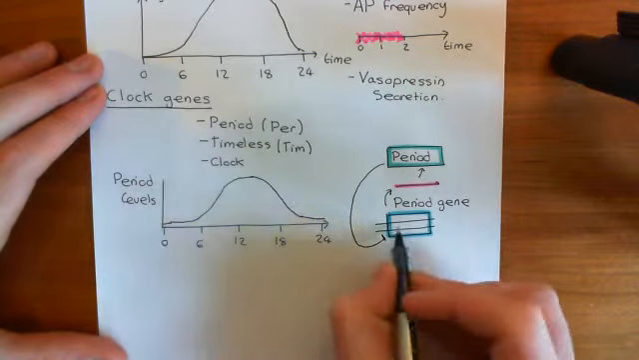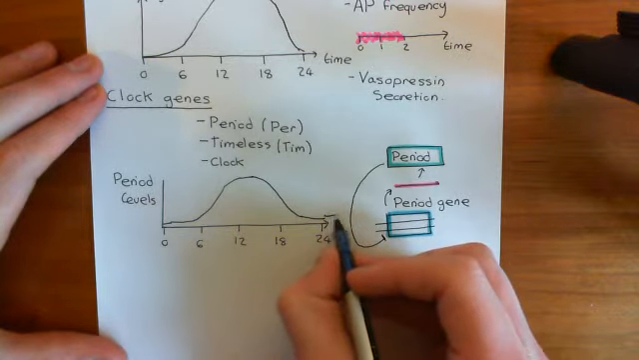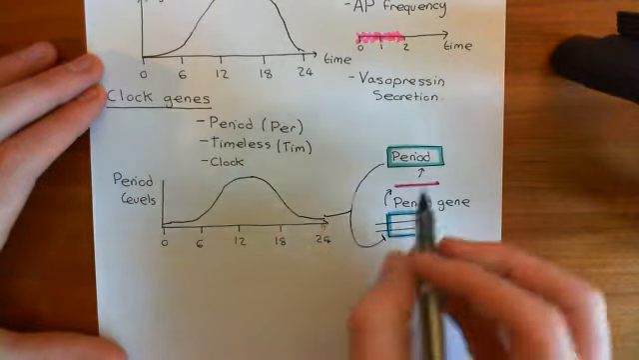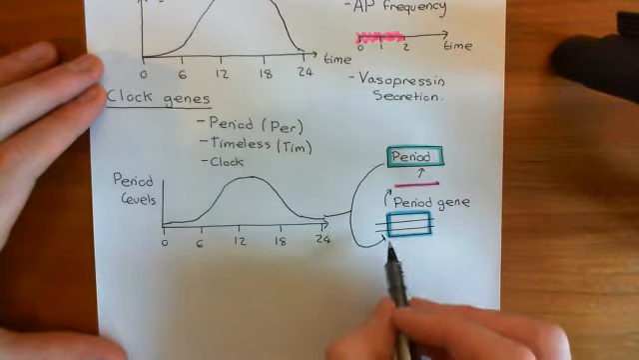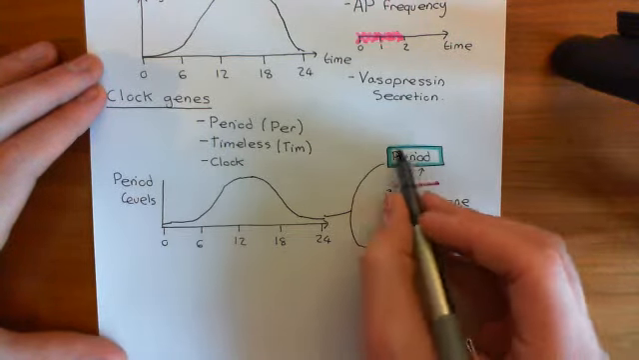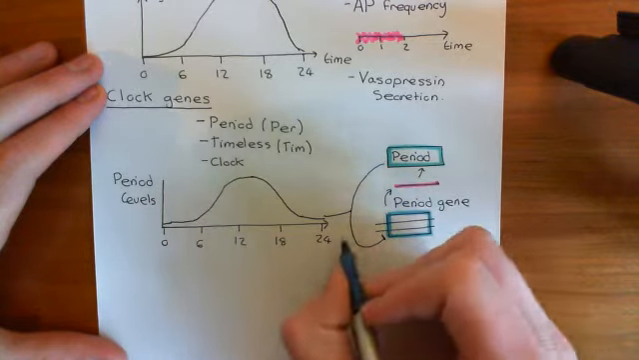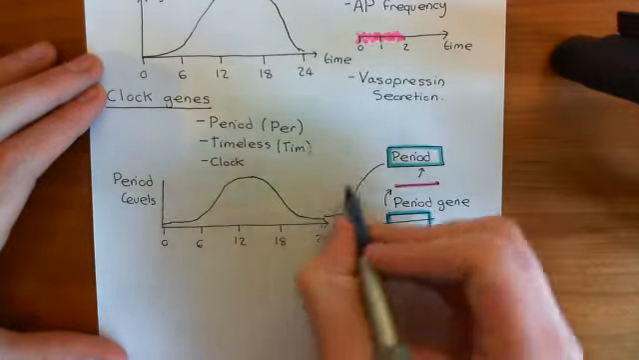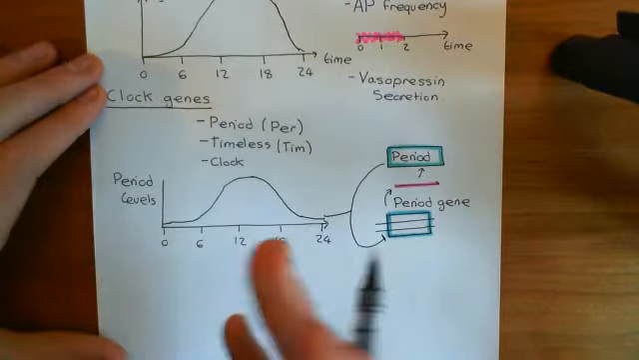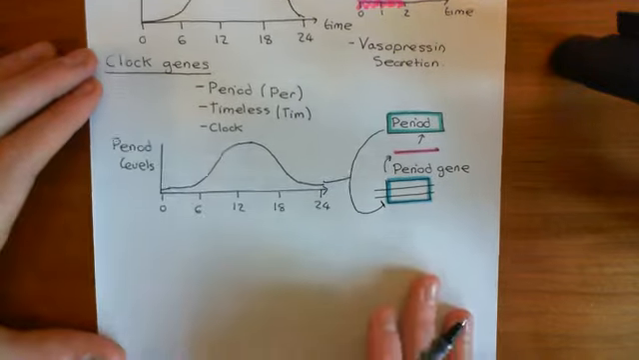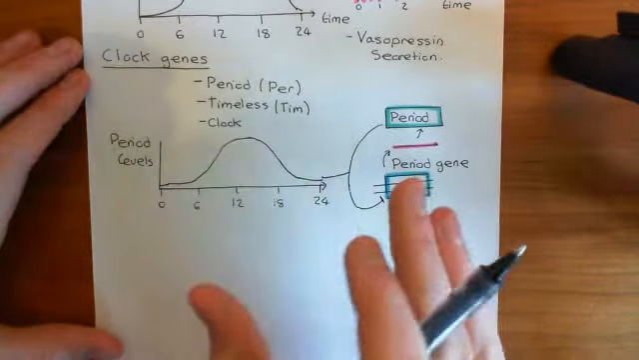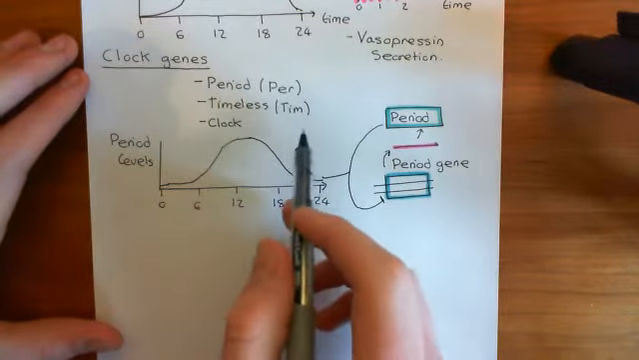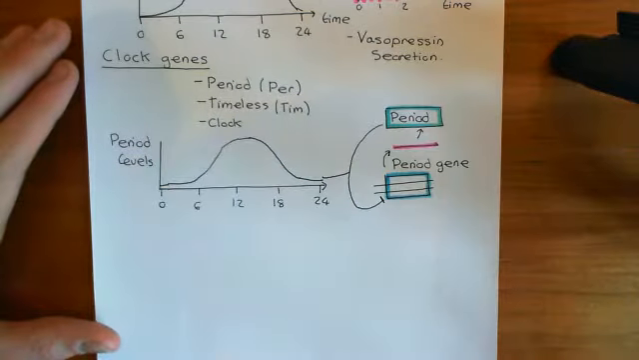So after a short delay, it will go back up again, and this cycle overall takes 24 hours. So just a simple negative feedback mechanism like this, whereby the level of the protein controls the amount of new protein that you're going to produce, you can actually get a fluctuation that cycles on a 24-hour basis. And these genes which do this are called clock genes, and three examples of clock genes which have been found within Drosophila are period, timeless, and clock.